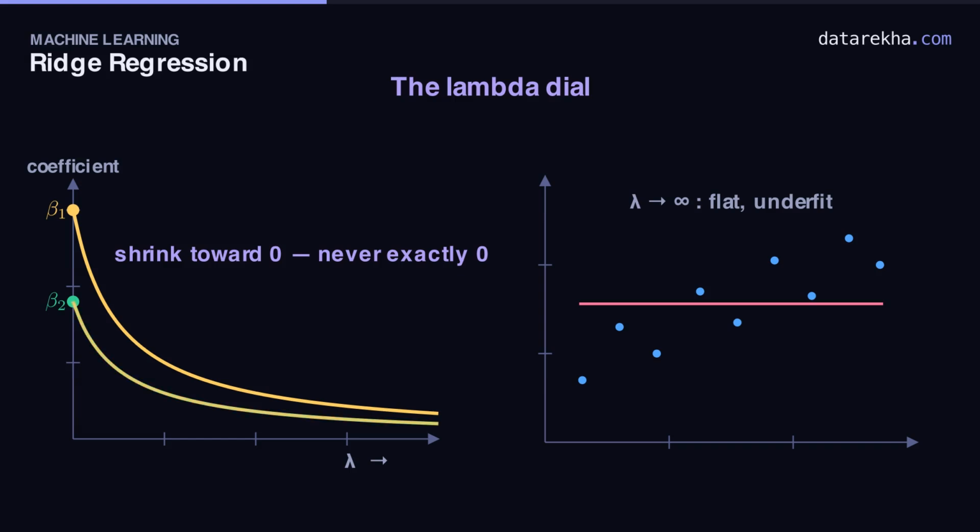So lambda is a dial to slide along. 0 is plain least squares, maybe overfit. Infinity is a flat, useless line. In between lies the model that generalizes best.